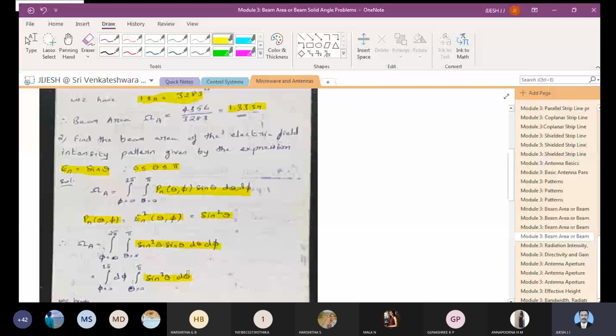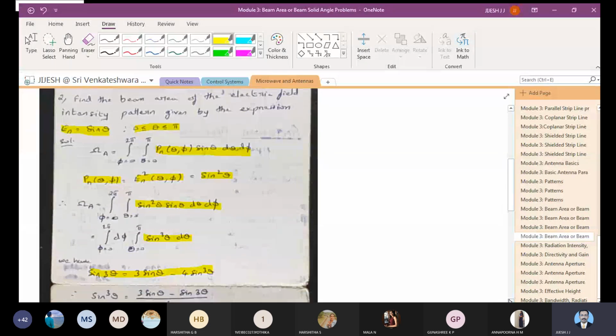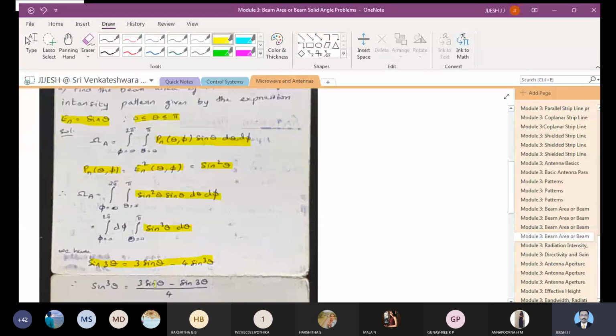Anyone of you who has done this relationship should know it. Sine 3 theta is equal to 3 sine theta minus 4 sine cube theta, or you can write sine cube theta is equal to 3 sin theta minus sin 3 theta divided by 4. Substitute this and do the integration.